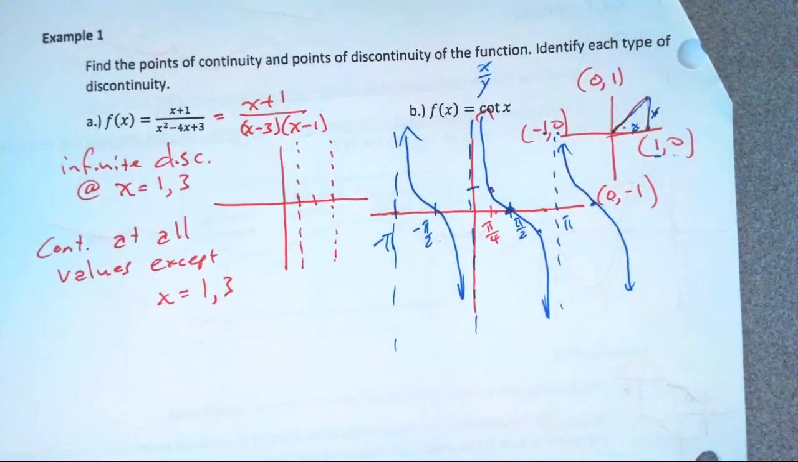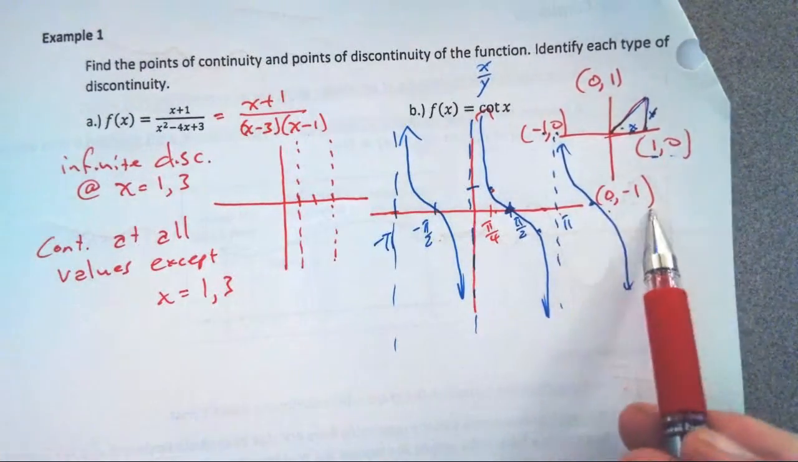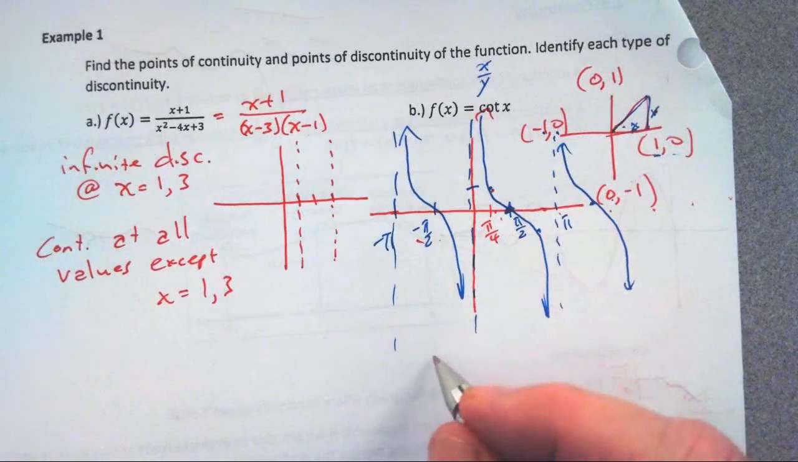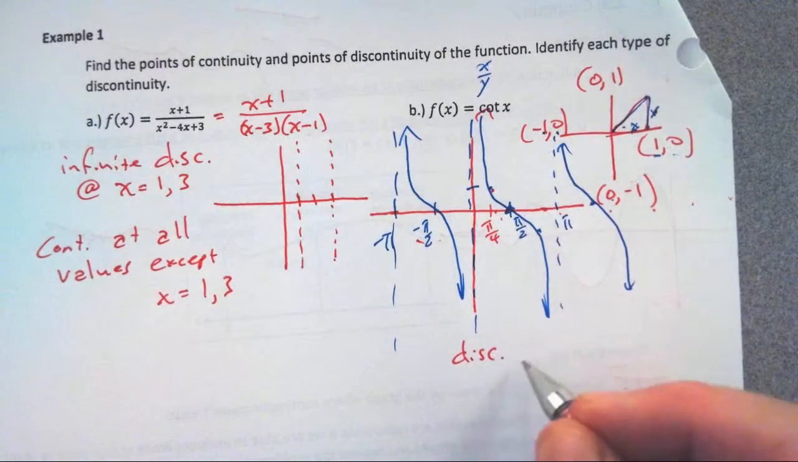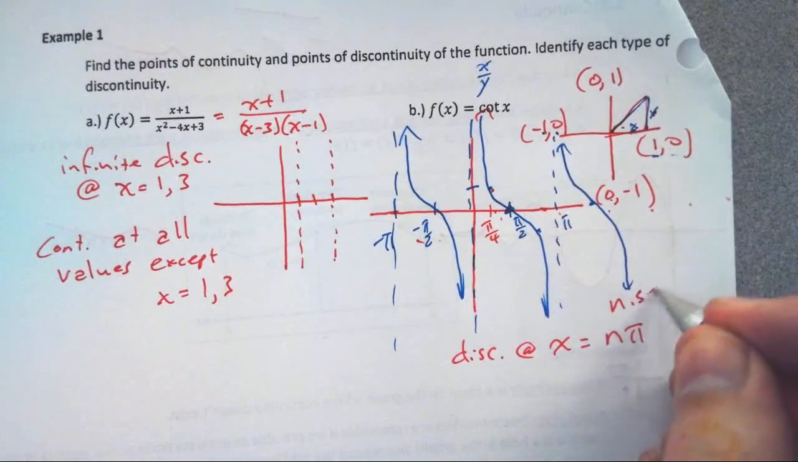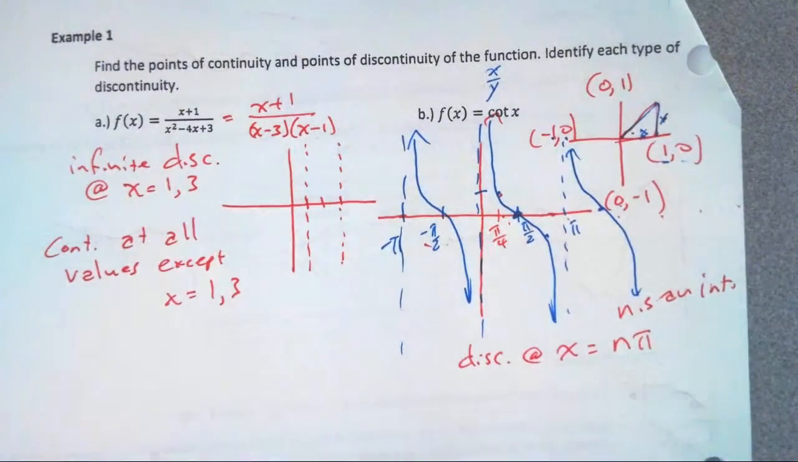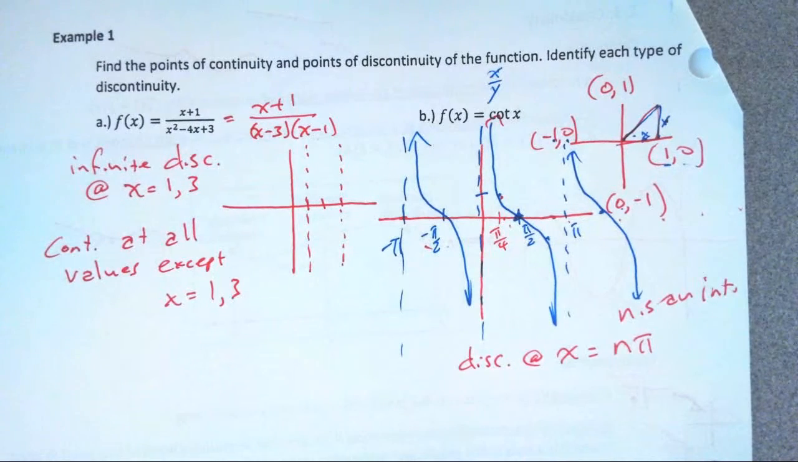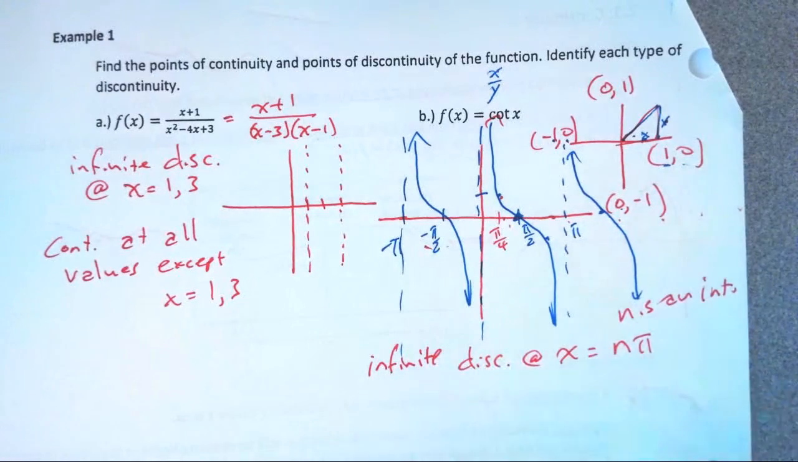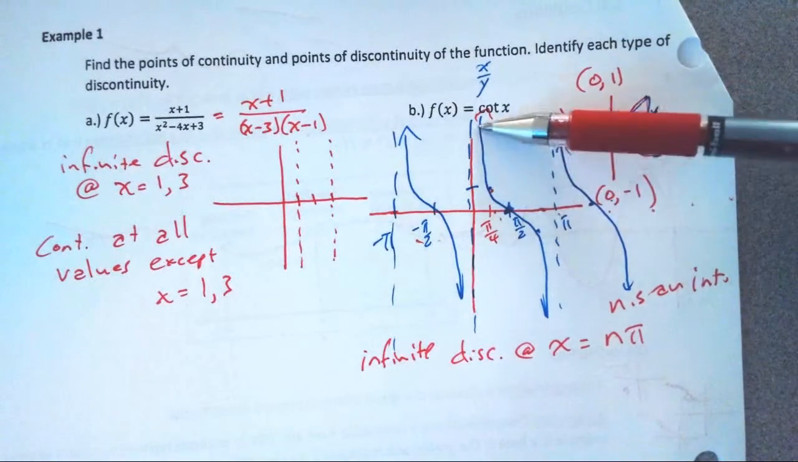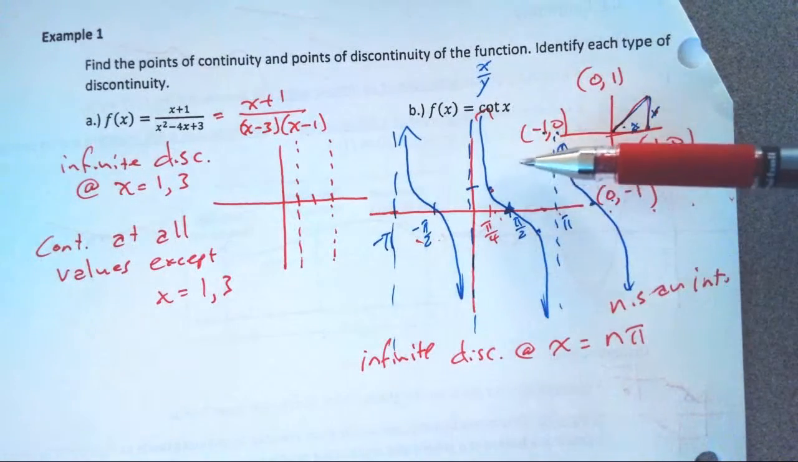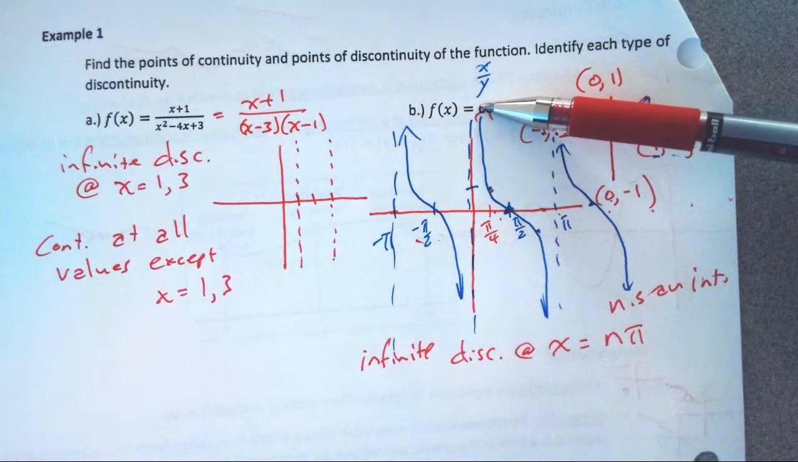So my points of discontinuity are at 0 and pi and 2 pi and 3 pi and 4 pi and 5 pi and negative 1 pi. Any integer multiple of pi, right? So we have discontinuity at x equals n pi, where n is an integer. What kind of discontinuity? Pretty easy, isn't it? Infinite. Now, it's really tempting to say jump. And really, infinite discontinuity is really a jump, but because it happens so often, it has its own special name.